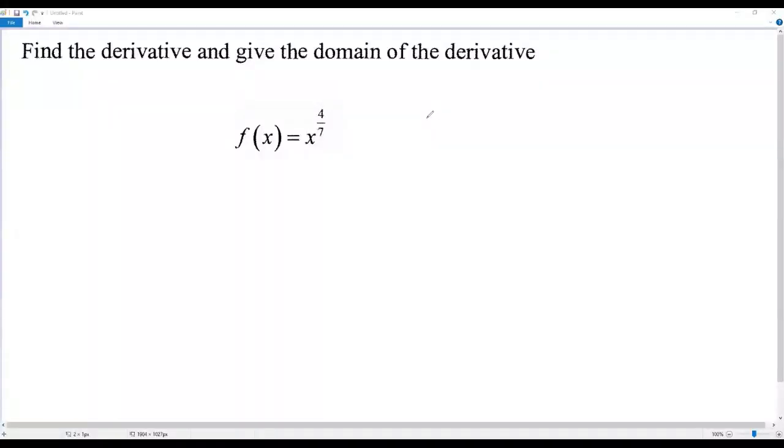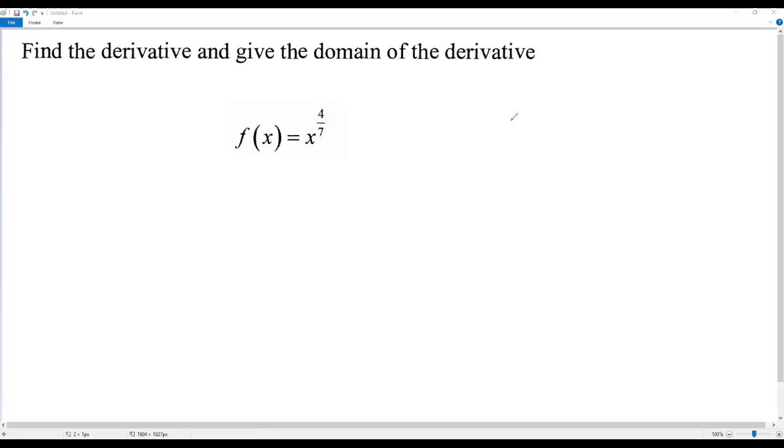Here we have a problem on derivative. We have to find the derivative of the function given over here, and also give the domain of the derivative. Actually, finding the derivative of this function is pretty simple because we can use the power law of derivative, because here the expression is in the form of x to the nth power.